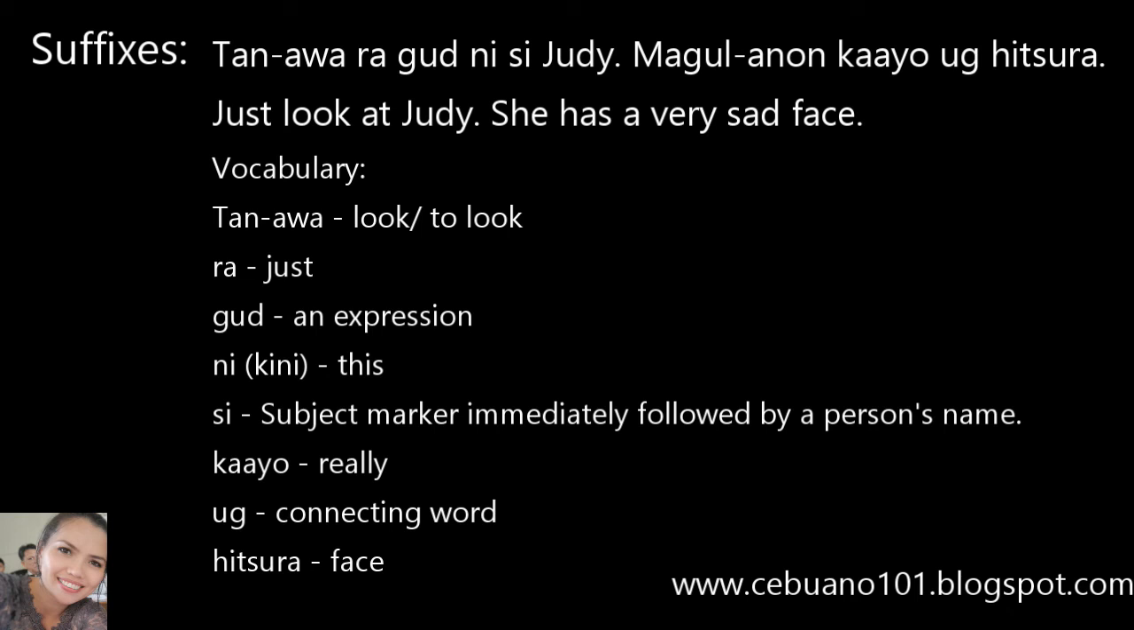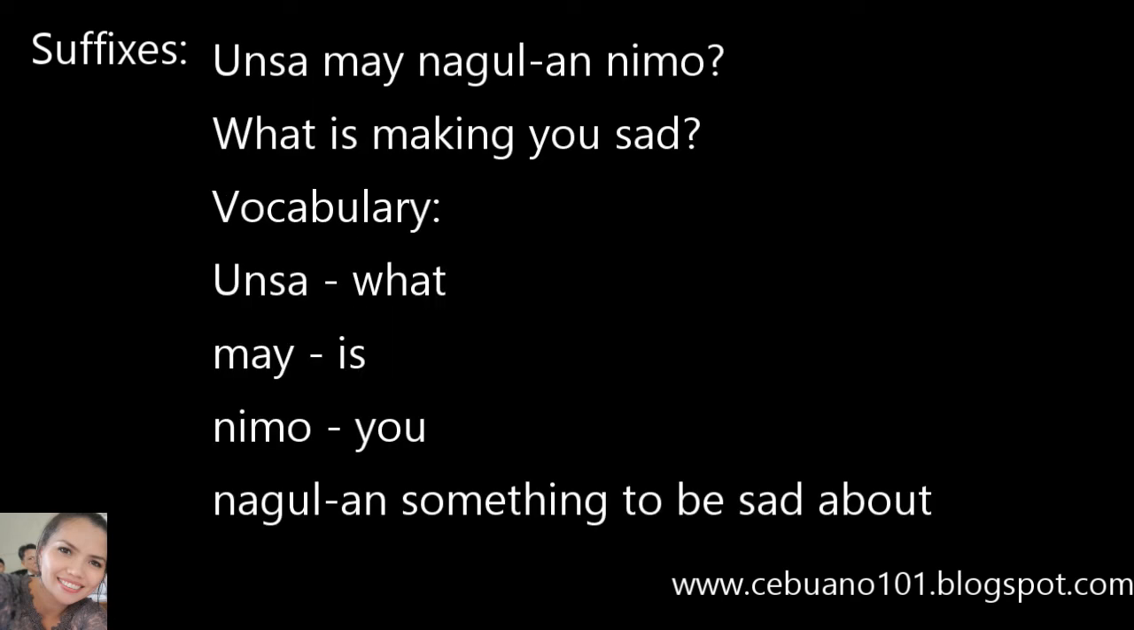Okay, ra is just. Okay, good is an expression. Ni is a shortcut of kini, which means this. Si is a subject marker immediately followed by a person's name. So instead of ang, which is a subject marker, but if you are referring to a person, you put si instead of ang. Okay, si Judy. Kaayo, which means really. Og is a connecting word. Hitsura, it means face. Okay, second to the last sample sentence.